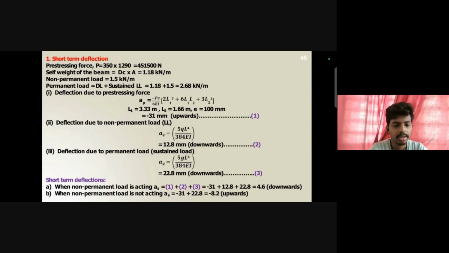The short-term deflection: we should add 1 to 3 when the non-permanent load is acting, where we get the answer as 4.6, acting downwards. And when the non-permanent load is not acting, it is minus 31 plus 22.8, where we get the answer as minus 8.2, which is acting upwards.